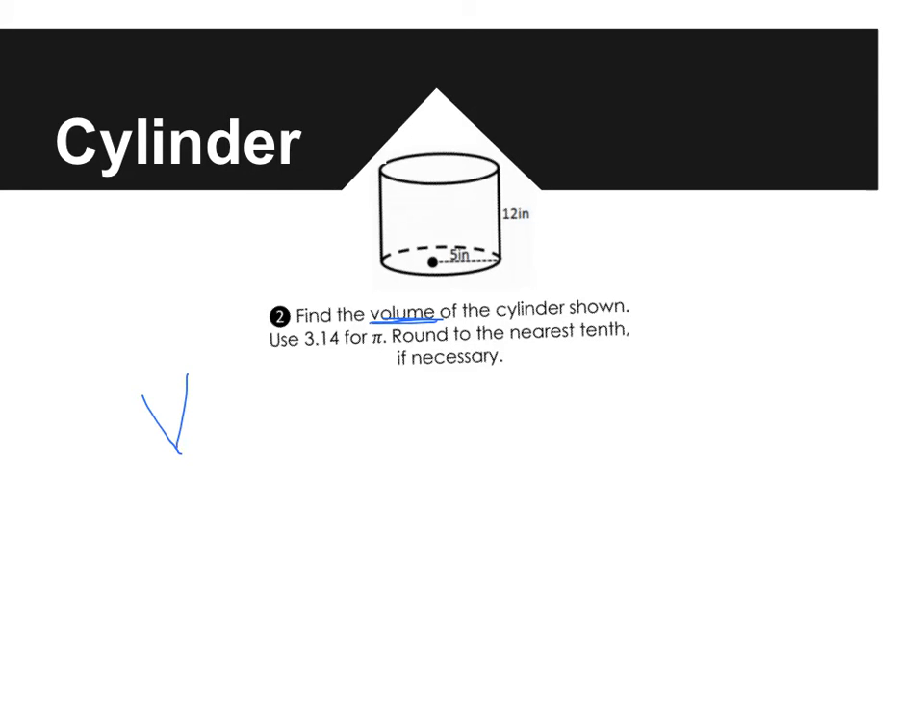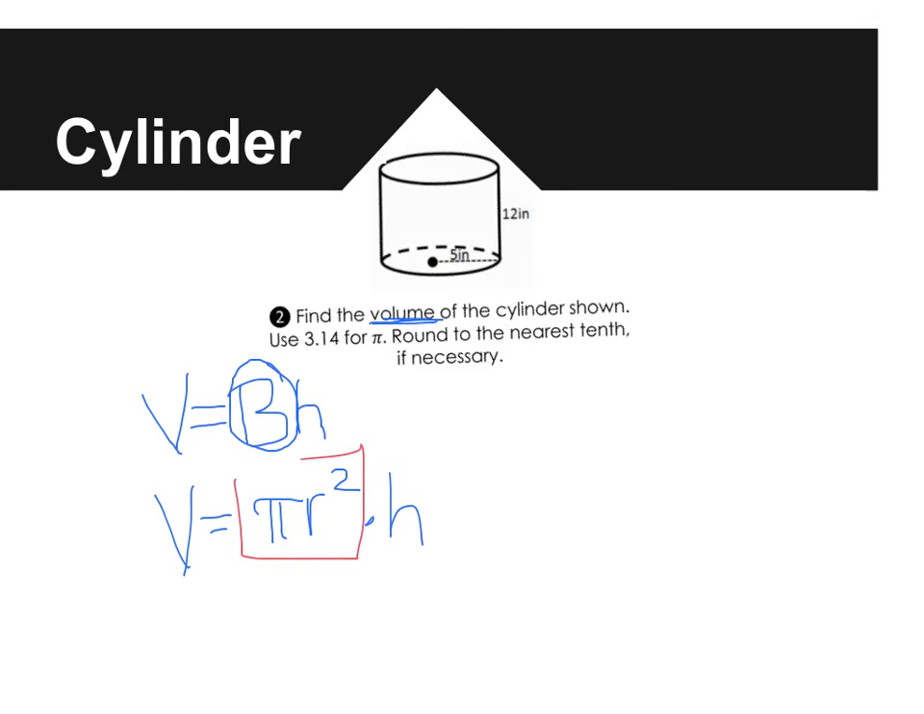Volume of a cylinder is area of the base times the height. Big B stands for area of the base. Now, in a cylinder, the base is a circle. I'm going to put a circle around my base to remind me I'm finding the area of a circle. So volume of a cylinder is pi radius squared times the height. This is the base of a cylinder. That's why we replace big B with pi radius squared.